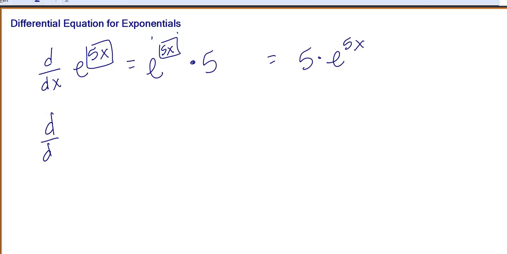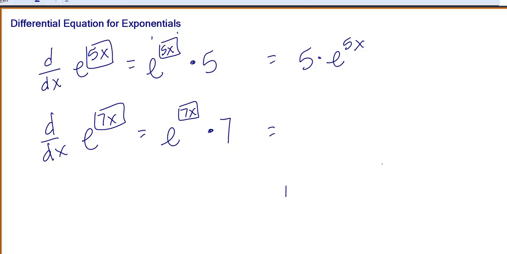And if I do that with a different constant, let's try e to, say, the 7x. Let's put my box around my 7x, so it's going to be e to the power doesn't change, times the derivative of whatever's inside the box, so the derivative of 7x is 7. So I get 7 times e to the 7x.